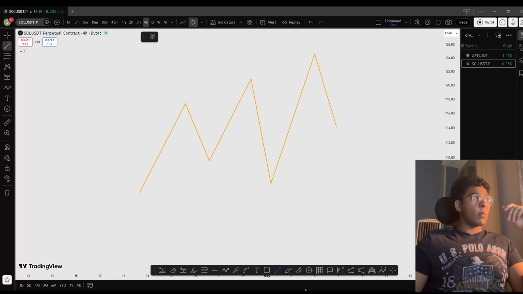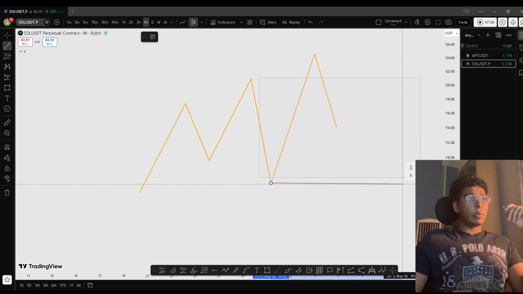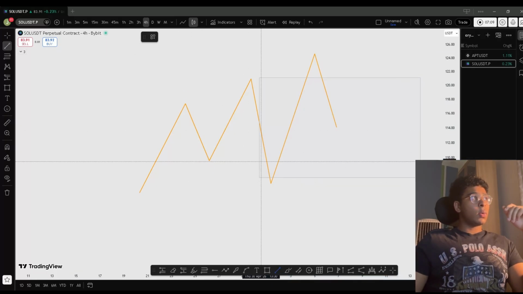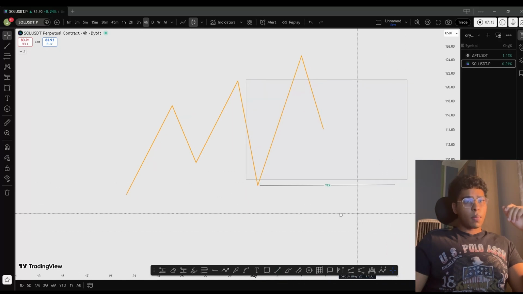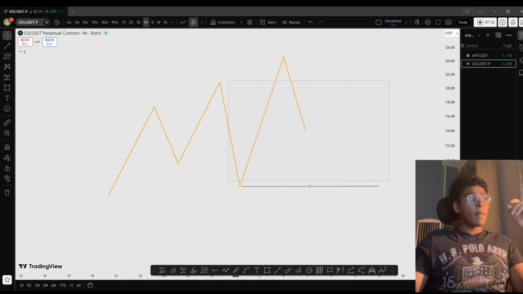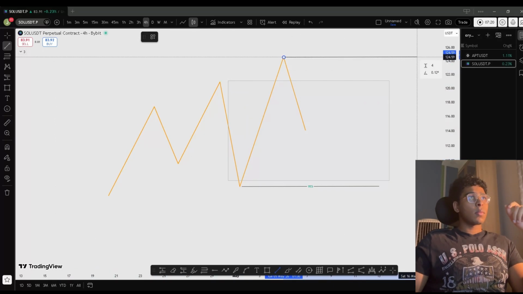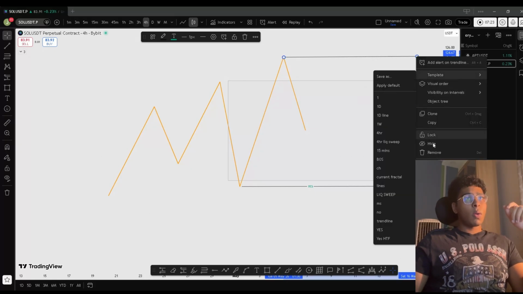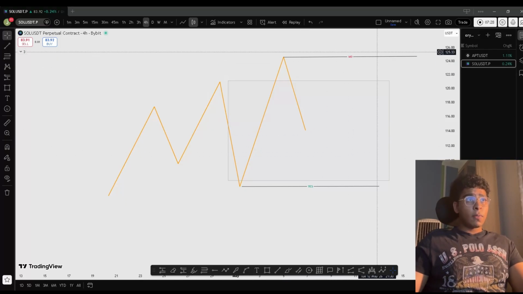Right? So now I'm going to say that this is my strong area of demand, and this is going to be my strong low. And this is going to be my weak high. So now I'm waiting for confirmations to trade from here to this high.